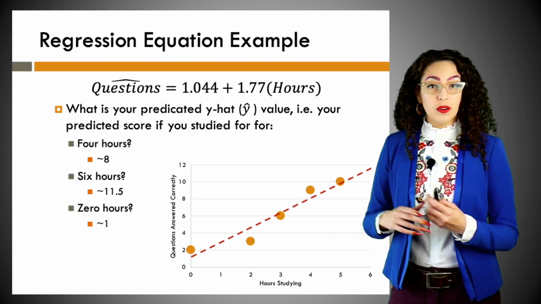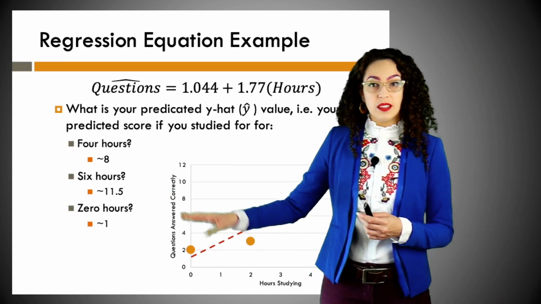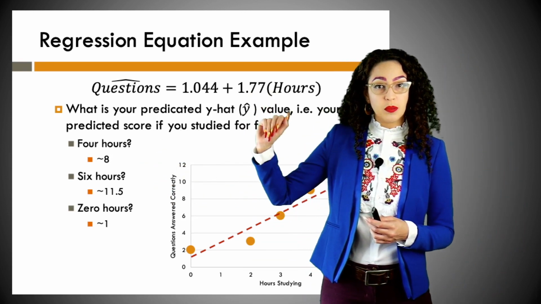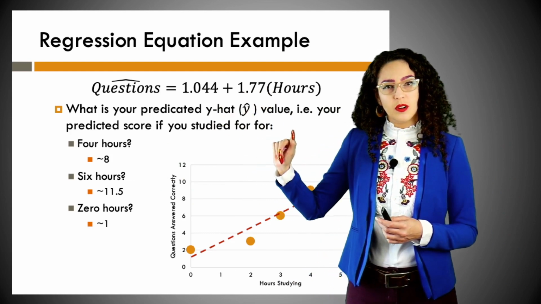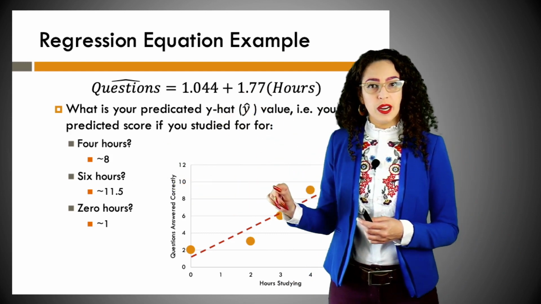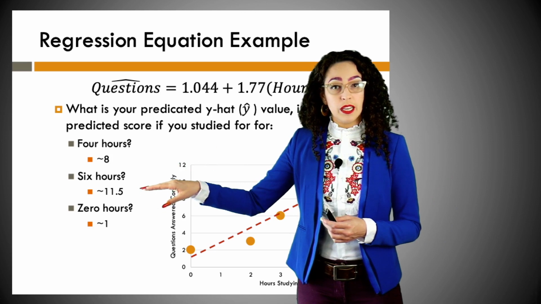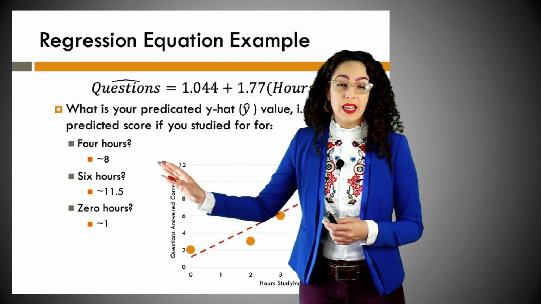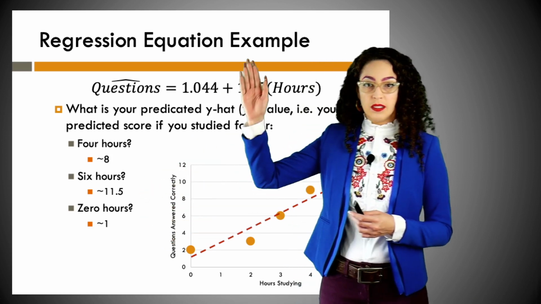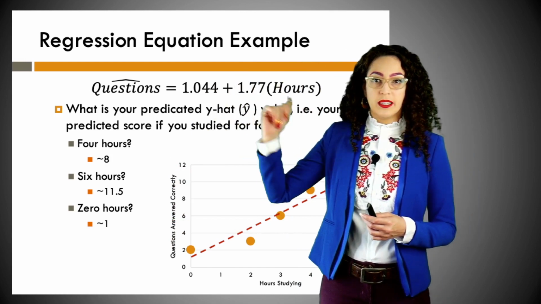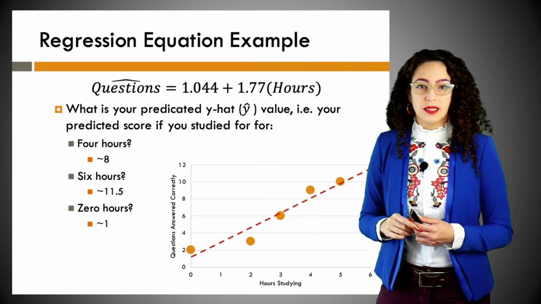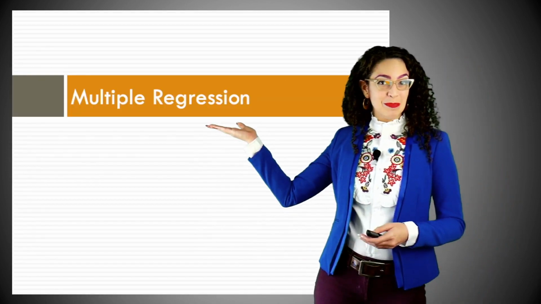Well, if you go and fill all that in, you end up with this. If you studied for 4 hours, 4 times 1.77 plus 1.044 is about 8 questions correct. If you studied for 6 hours, you'll get about 11.5 questions correct. And if you don't study at all, this whole term drops out and you end up with about 1 question correct. So study.